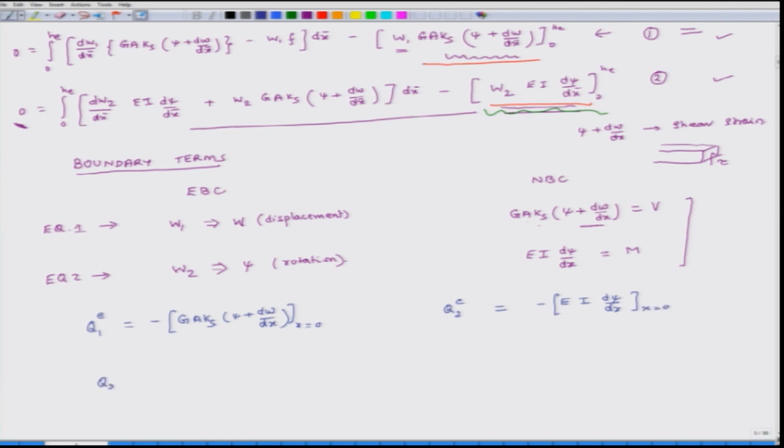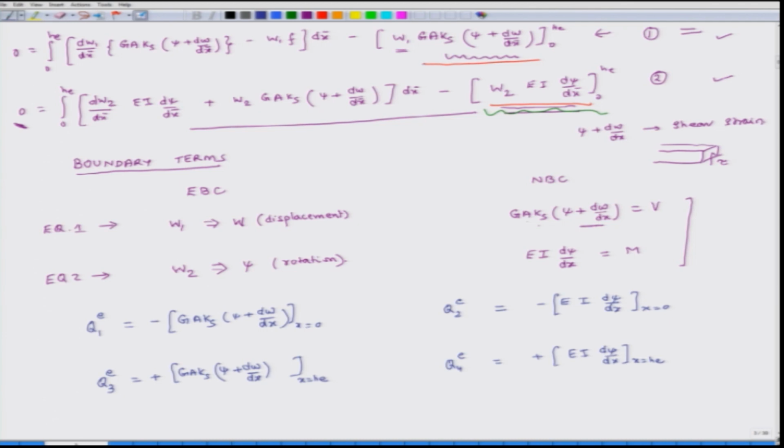Then Q3 for the eth element is not a negative sign, but a positive sign, and this entire expression GAKS psi plus dW over dx is evaluated at x equal to he, and Q4 is positive of EI d psi over dx evaluated at x equal to he.